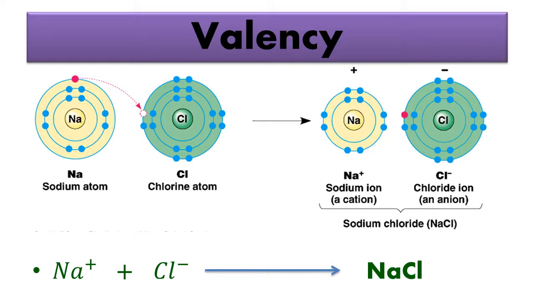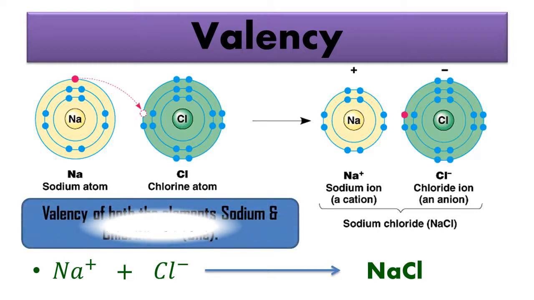Okay, so the sodium atom has the capacity to give away one electron, while a chlorine atom has the capacity to take up one electron, and this means that the valency of both the elements, sodium and chlorine, is the same, that is 1. So the valency of both the elements is 1.